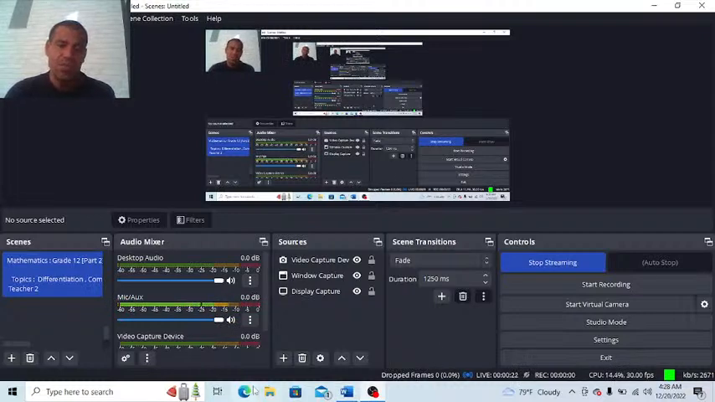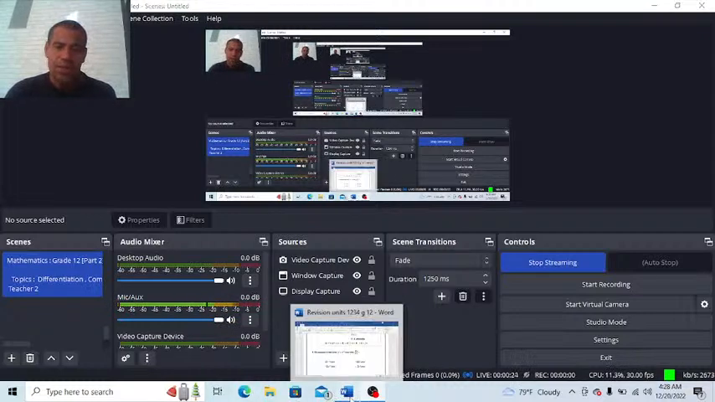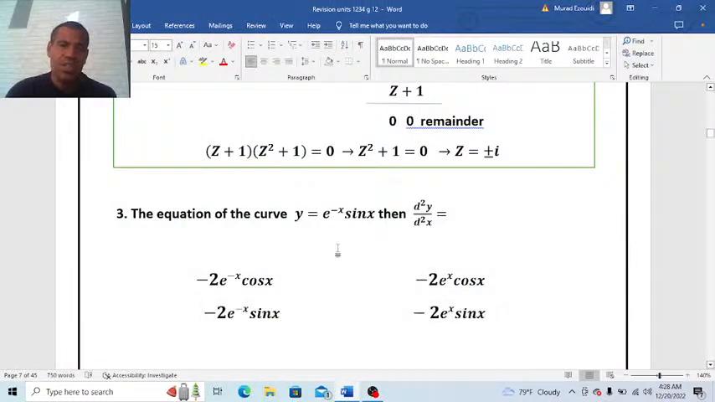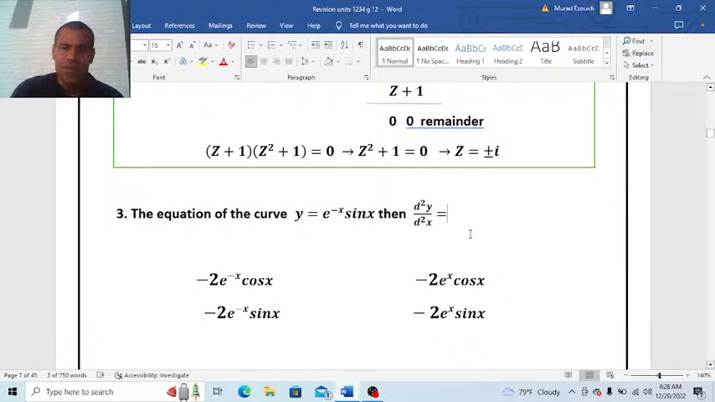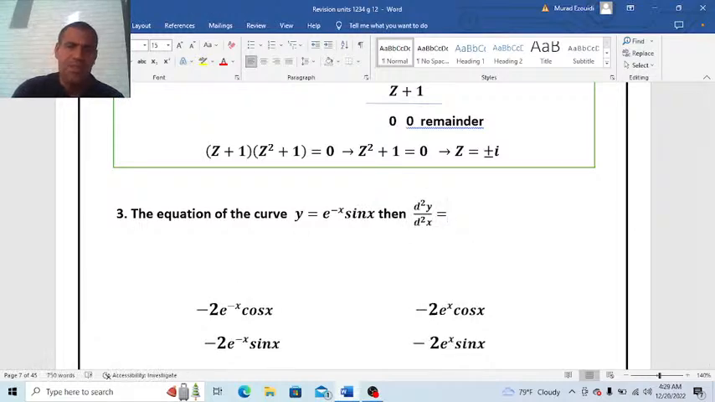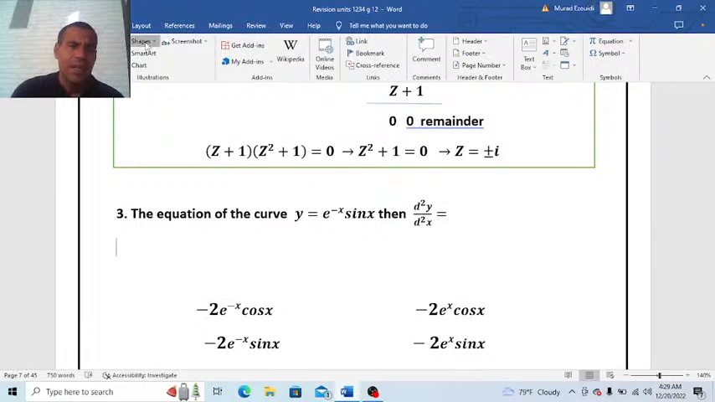So we continue. Here is this question: y is equal to exponential of minus x times sine of x. Then find the second derivative of the function y. Therefore, I will try to solve this, learners. I will start solving this question.